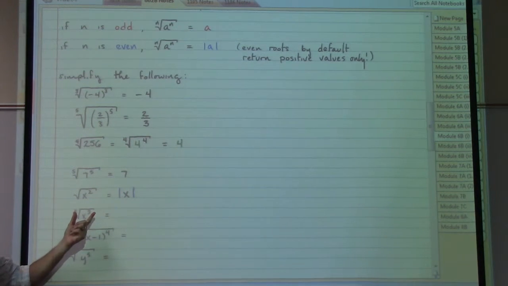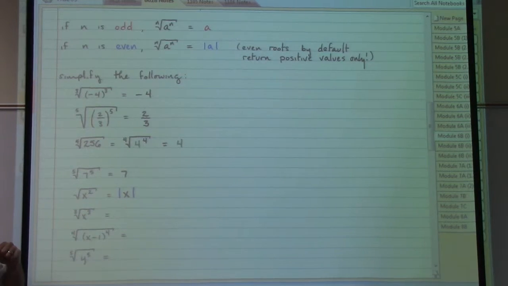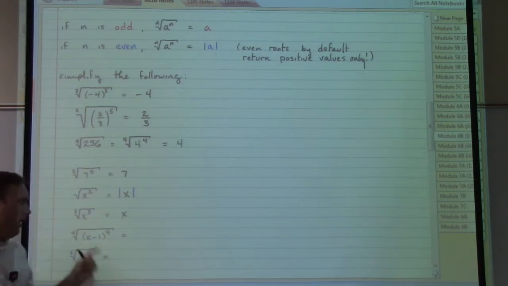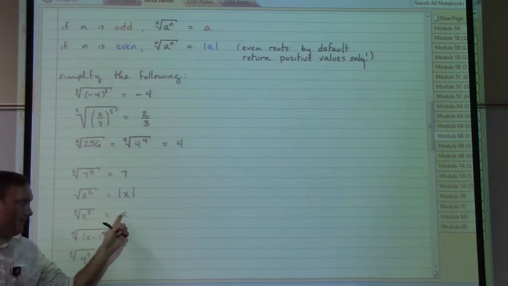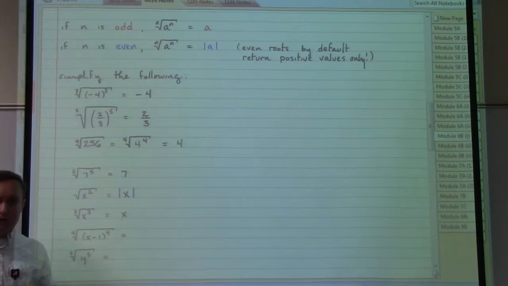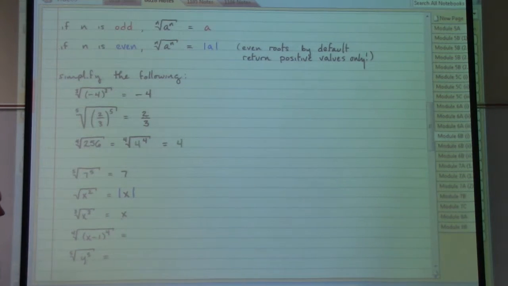The cubed root of x cubed. This is an odd root. There is no special qualification going on here. The number out front matches the power underneath, so this unlocks automatically and gives us x. Because there is no special qualification on the rule for odd roots, that is a perfectly acceptable answer. I do not have to do anything else to it.